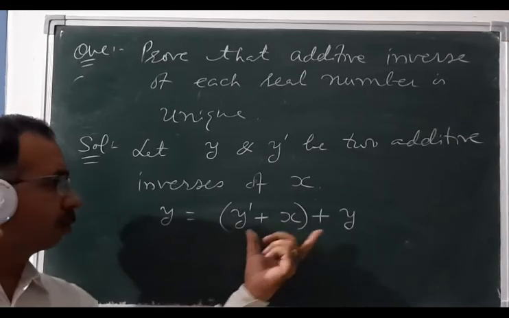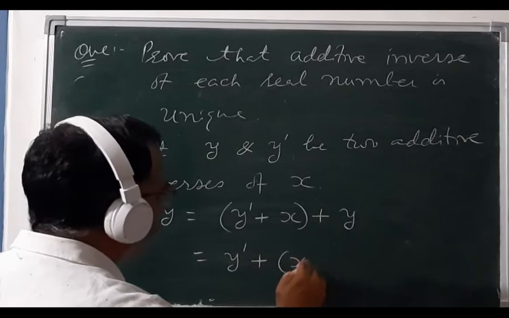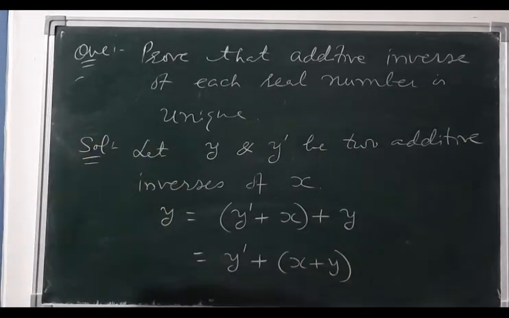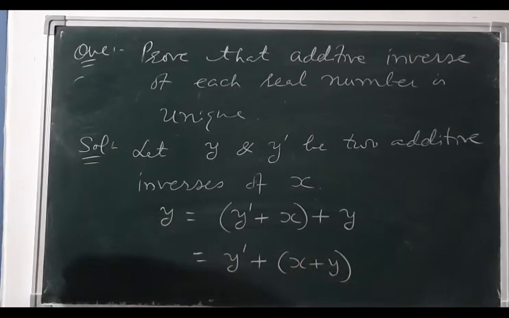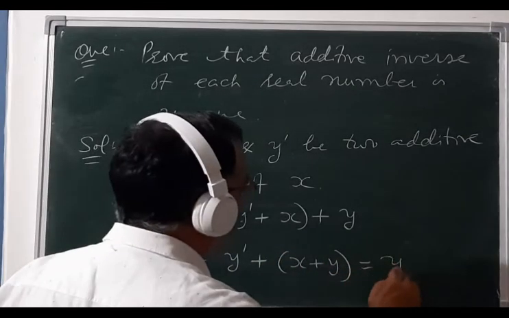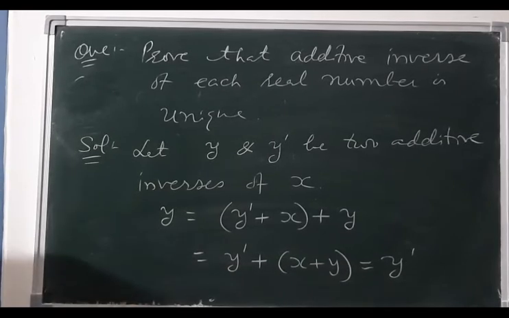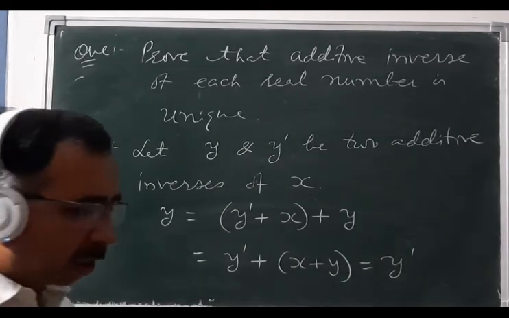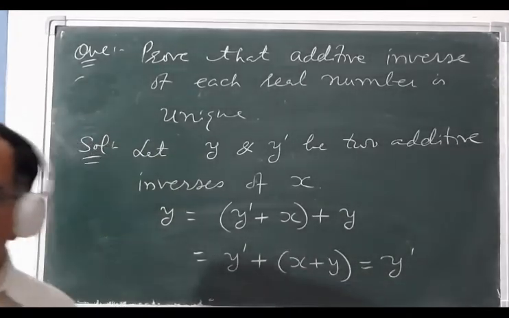Now use the associative property here. So we get y dash plus x plus y. Now use the fact that y is the additive inverse of x. It means y plus x is the additive identity, which is 0. So y dash plus 0 is y dash. So we have proved that y is equal to y dash if y and y dash are two inverses of x. So the additive inverse is unique. Similarly, you can prove that the additive identity is unique, the multiplicative identity is unique, and the multiplicative inverse is also unique.